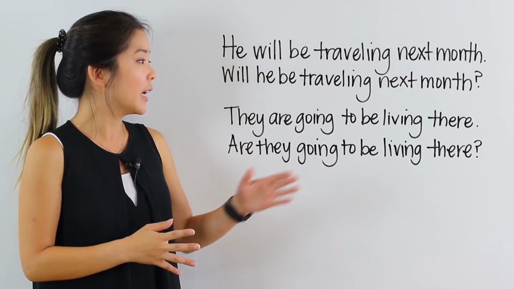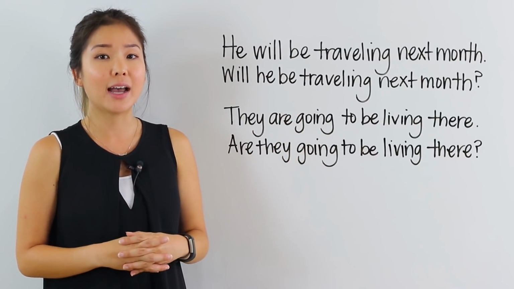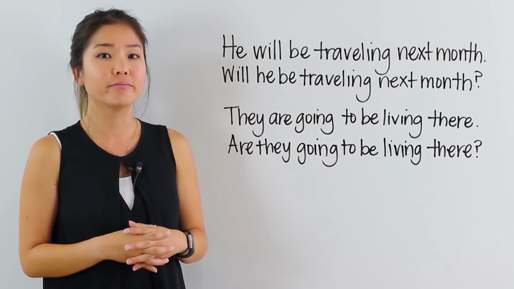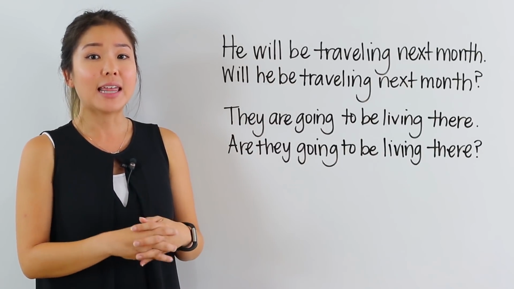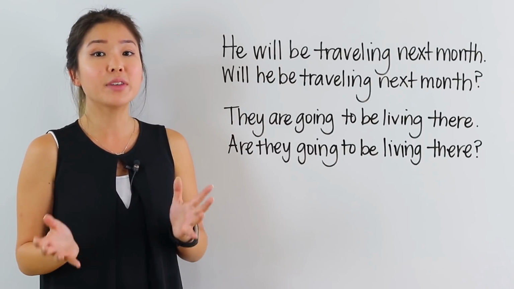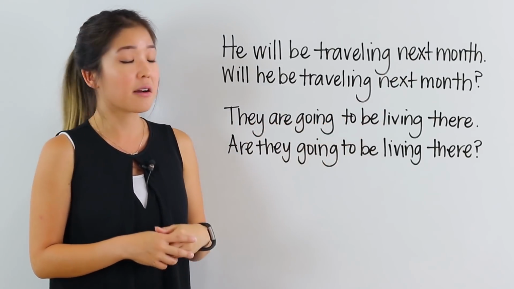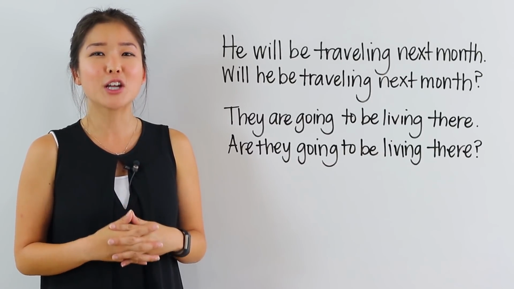Now you'll notice in these two sentences, there is no exact point in time that shows when this action will be happening in the future. There is no next month or anything like that. In that case, it simply means sometime in the future. So, they are going to be living there sometime in the future. That's what that means. Great job, everyone.